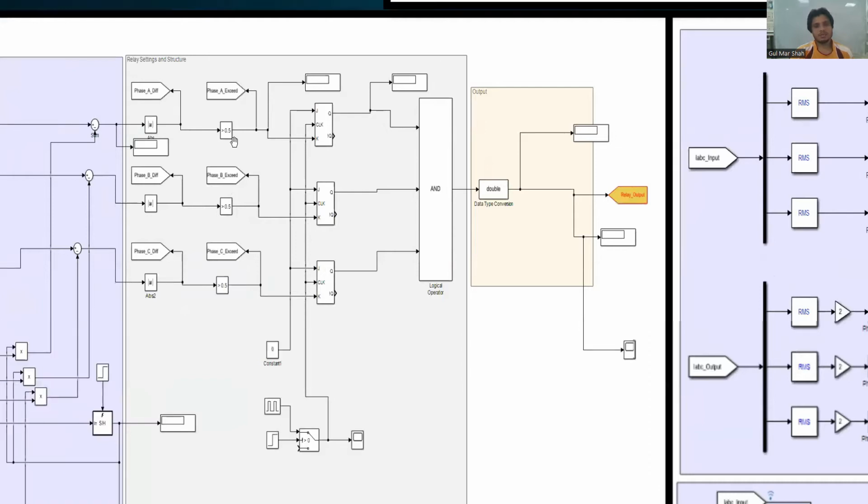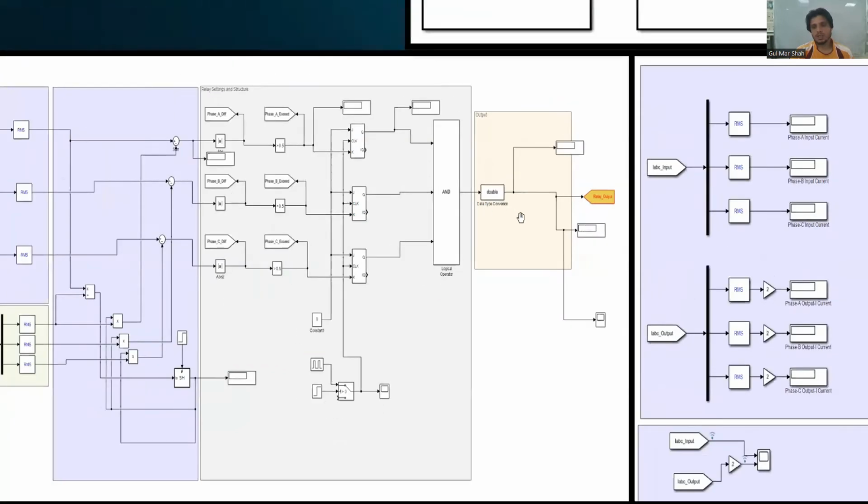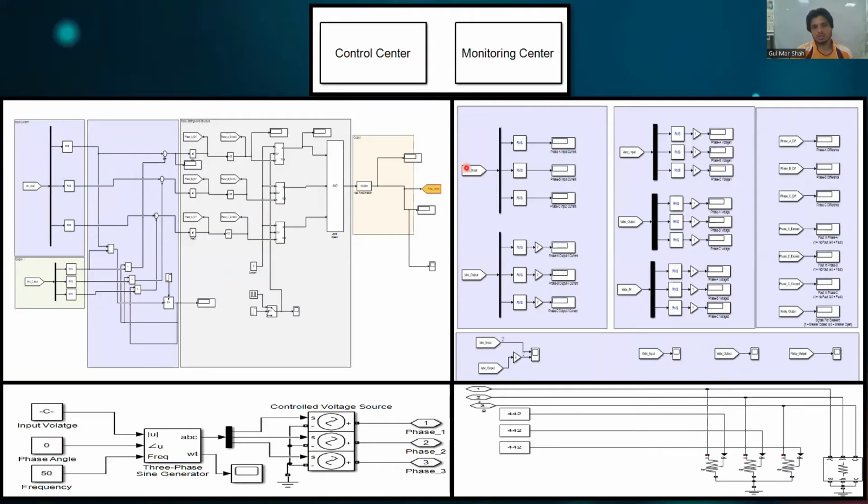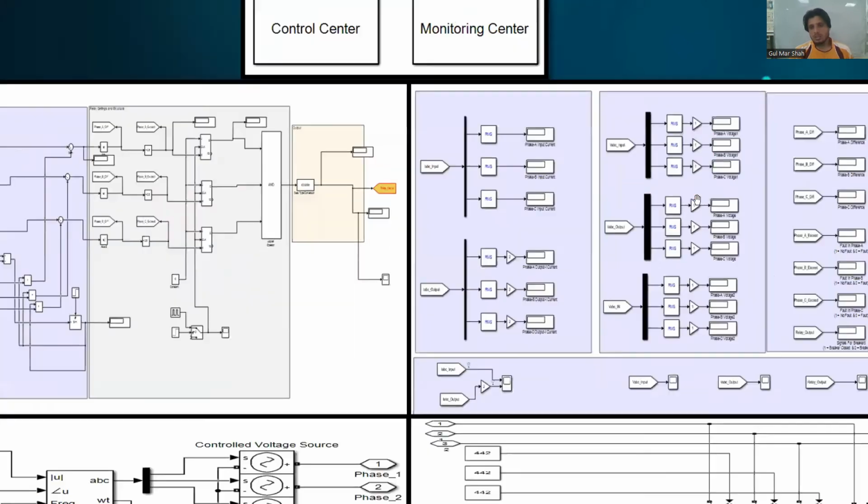If the current difference exceeds 0.5, the differential relay will trip, and this is the JK flip-flop, and we use an AND gate. If any input is 0, it will generate 1, and with 1, the relay will not trip. And if all these are 1, 1, 0, 0, 0, the differential relay will operate and will generate 0, and the circuit breaker will open.